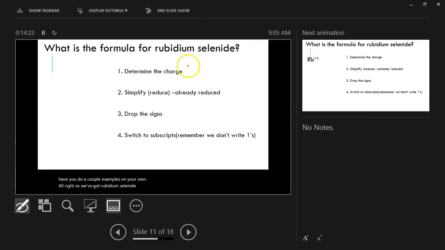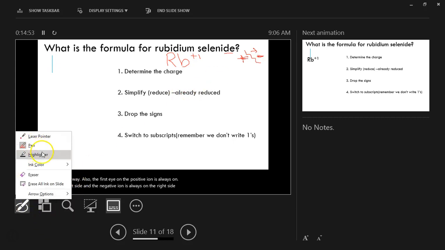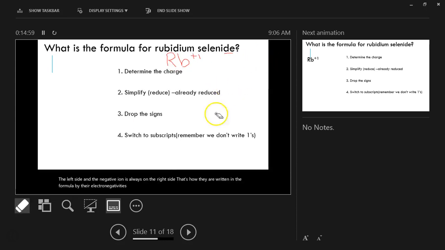So what's the first step? The first step is symbols and charges. So you go find rubidium on the periodic table. It's an Rb, and it is in the first column, so it's a plus 1. Selenide, the -ide let me know that it was on the right-hand side of the zigzag line. By the way, also the first ion, the positive ion, is always on the left side, and the negative ion is always on the right side. That's how they're written in the formula, by their electronegativities, and so it's always going to be that way.